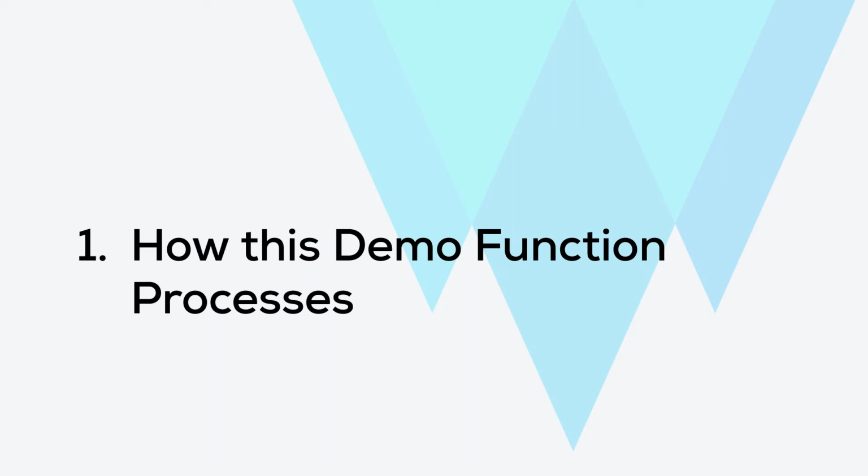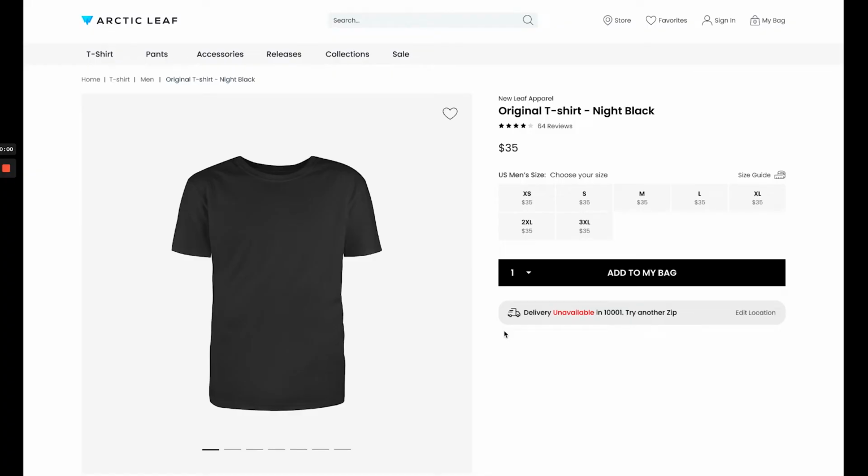Step 1. How this demo function processes. As you can see, our client wants to have a function called delivery check on the product page directly under the Add to my bag button. By default, this function will check your current zip code to see if this product can be delivered. It currently shows it is unavailable in the 10001 area, which allows the user to click the Edit Location link to input a new zip code.